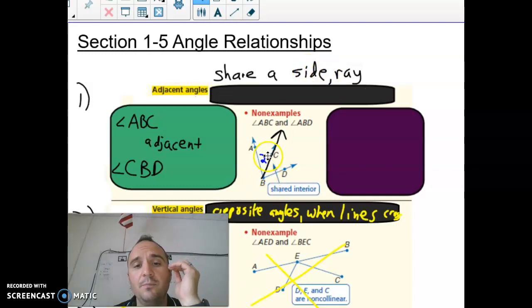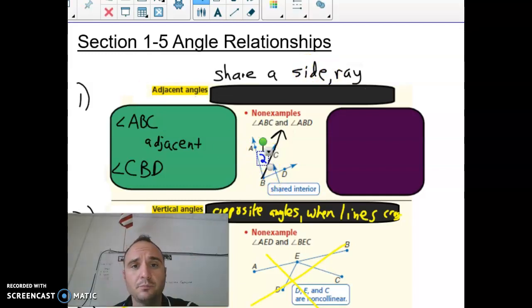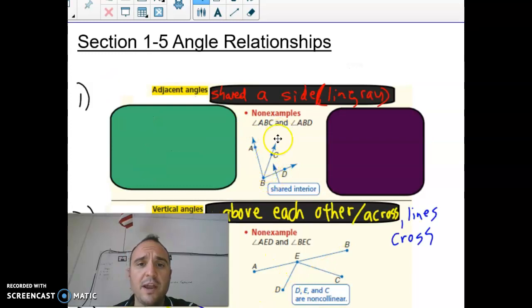So looking at this angle, when you first look at it, there's actually a ray cutting up here, and that's the side that ABC is sharing with CBD. So those are the shared sides.